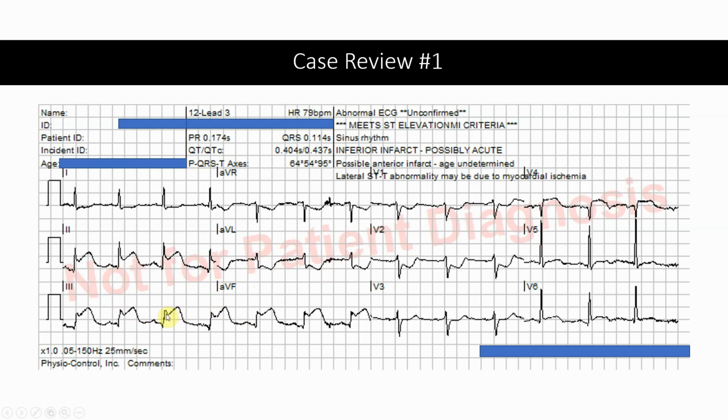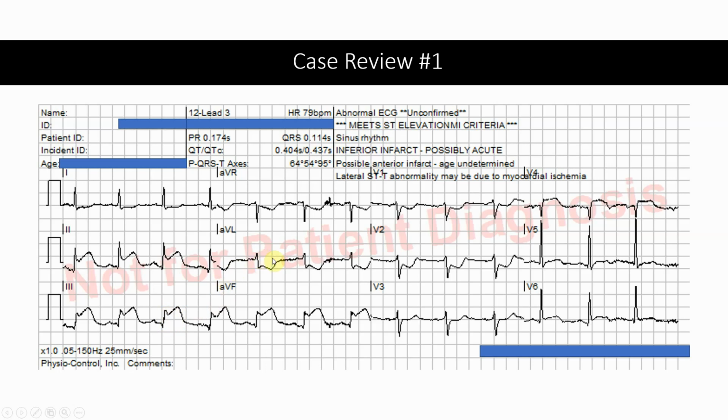I want you to also look at the morphology of the ST elevation. Dr. Amol Mattu refers to this as the checkmark sign, kind of the Nike symbol. So the ST segment has straightened out. This is a common morphology that you will see in STEMIs, and sometimes it's the first thing that you see before you see any ST elevation. You will see this ST segment straighten out.